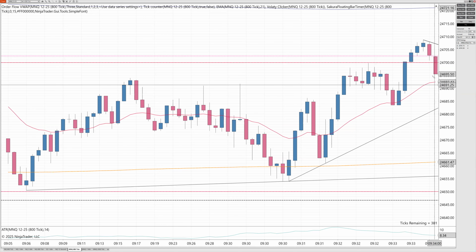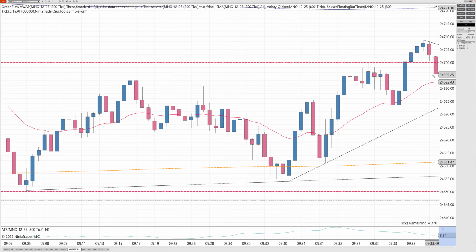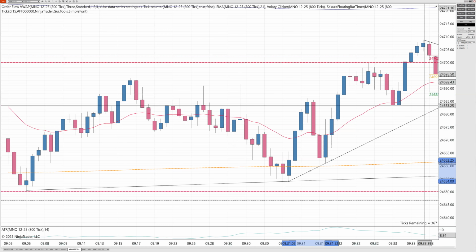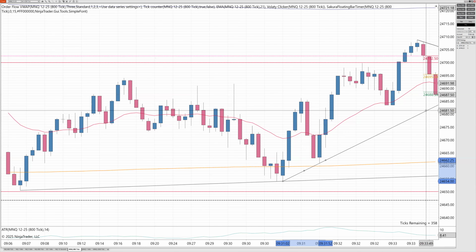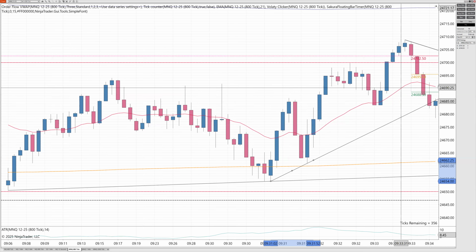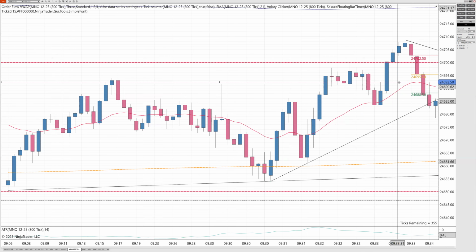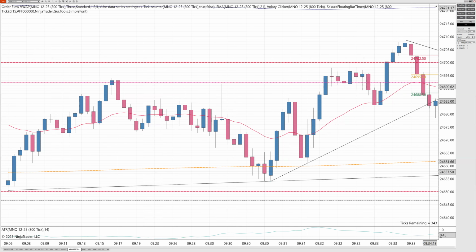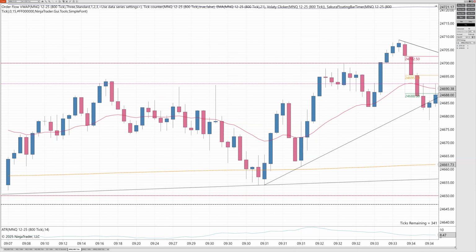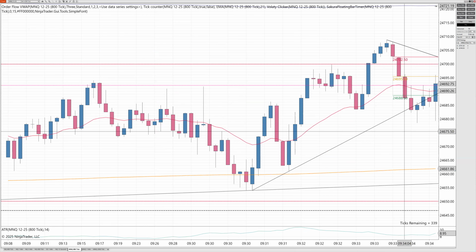The only problem is I personally wouldn't have taken it because I have the EMA right there, but it did work. I'm just marking it out, but I personally would not have taken this trade here. But I need to keep track of it. And so market is going down some more. And you could see the runner finally got taken out right there.